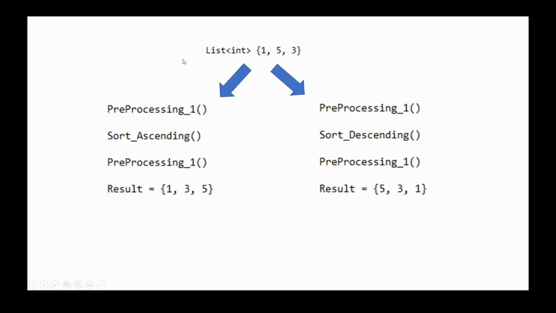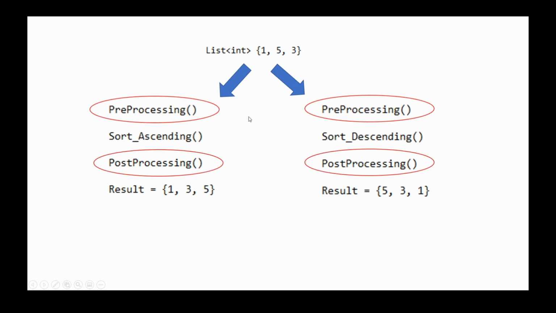For example, we have here a list which is unsorted. On the left side we have an algorithm which sorts the list ascending, and the right algorithm sorts this list descending. We see that both algorithms have the same processes. We have the pre-processing first, then the sorting part, and then the post-processing.